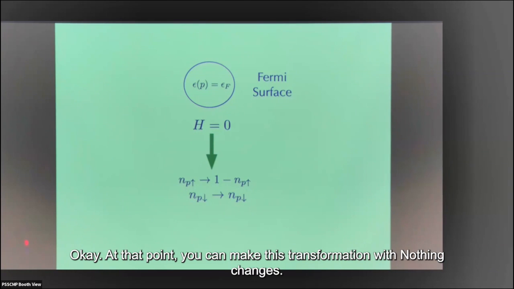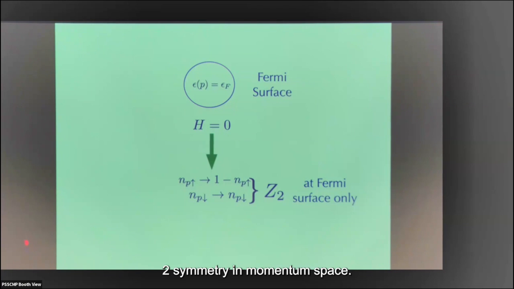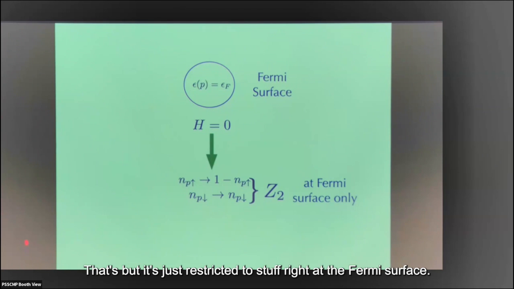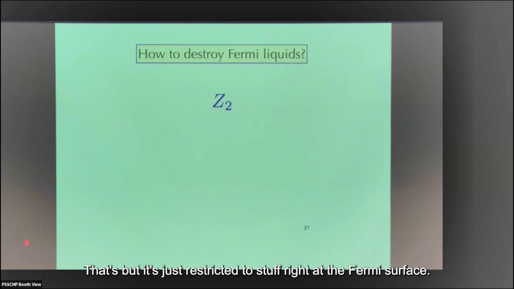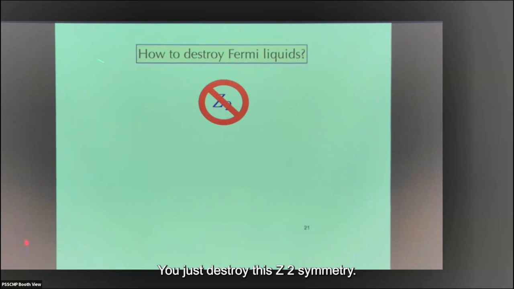Nothing changes. Okay, so that's this particle-hole symmetry that is present in Fermi liquids. And it's the Z2 symmetry in momentum space. But it's just restricted to stuff right at the Fermi surface. Okay, so how do you destroy Fermi liquids then? You just destroy the Z2 symmetry.